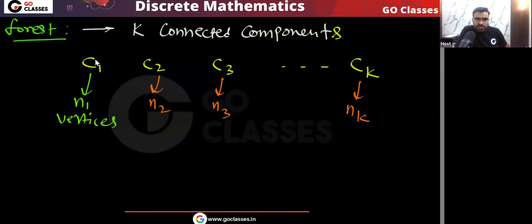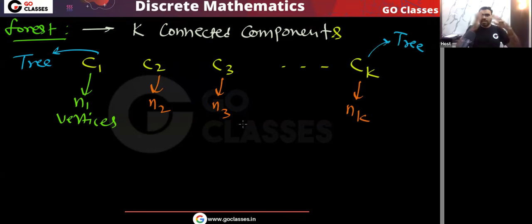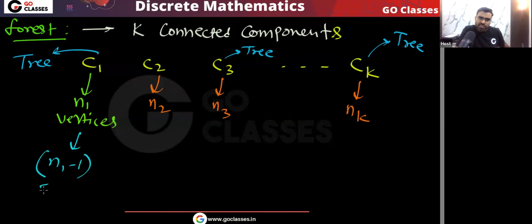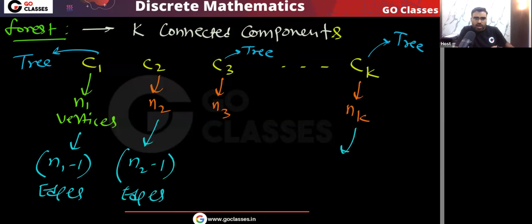Now you tell me, this will be a tree? Yes or no? This will be a tree, because in a forest every connected component is a tree. Do you agree? Because a forest is an acyclic graph, so every connected component inside that forest will be a tree. Now you tell me, this is a tree which has n1 vertices. So how many edges will be there? That will be n1 minus 1 edges. How many edges here? That will be n2 minus 1 edges. Similarly, and so on. Here, how many edges will be there? That will be nk minus 1 edges.